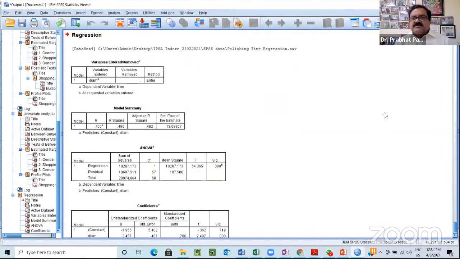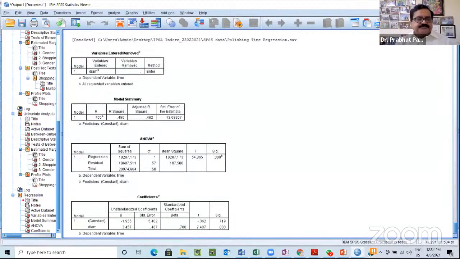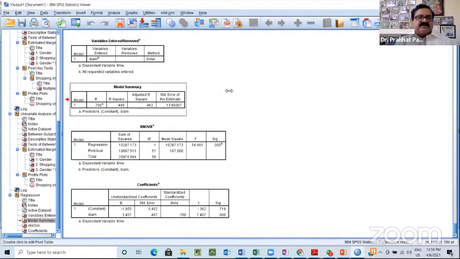First we'll talk about the basic data output that we get from regression. Here we have the model summary table. In the model summary table, you can see that R is 0.7, the R square is 0.49, and the adjusted R square is 0.482. We'll talk about adjusted R square later. First, we talk about R. R is the simple correlation between the two variables.